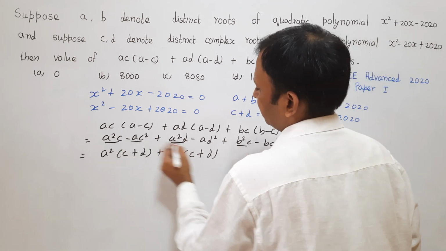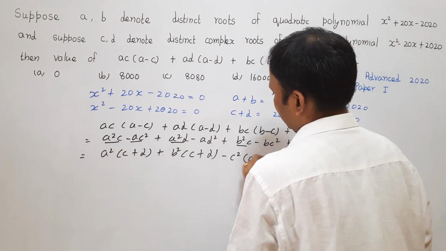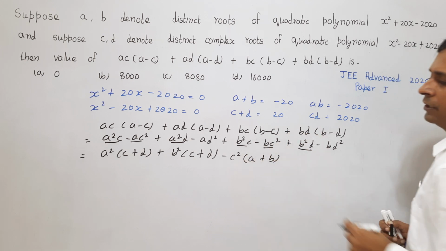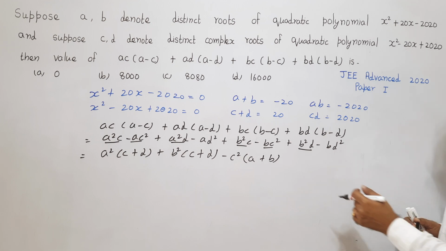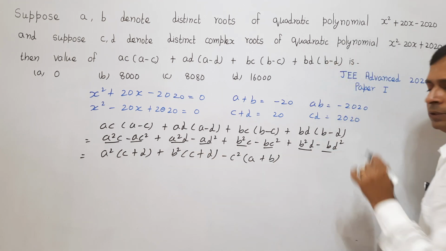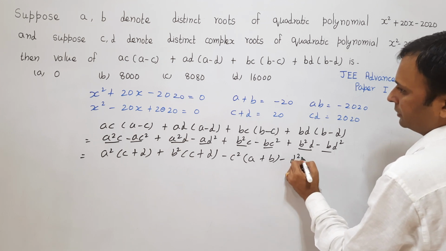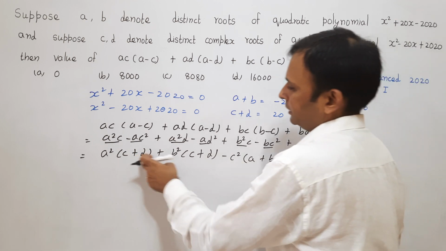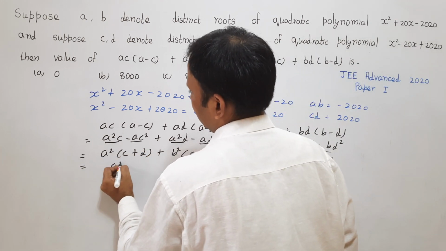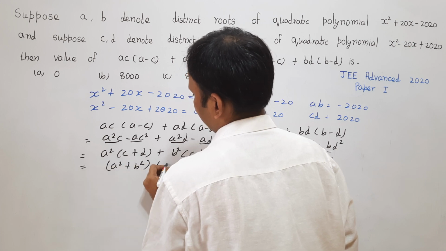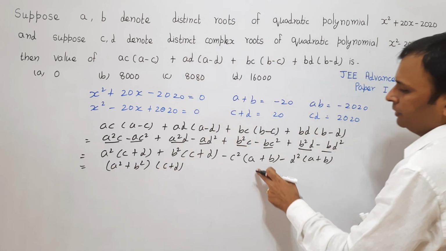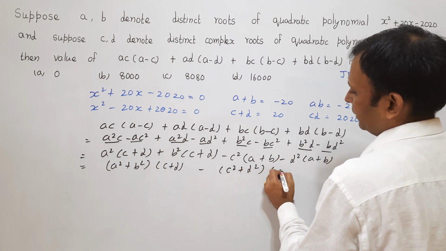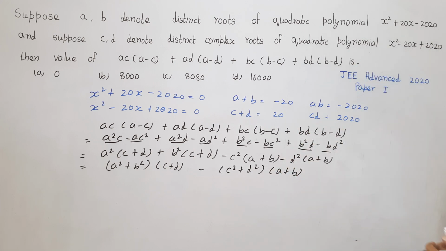Now coming to the C square term, this is minus of C square multiplied by A, and another term containing C square is this minus BC square. So this can be written as minus C square multiplied by A plus B. These two terms contain D square, so I will write minus of D square multiplied by A plus B. Now if you look here, I can take C plus D common from here, so this becomes A square plus B square multiplied by C plus D, and from here I can take A plus B common, so this gives me C square plus D square multiplied by A plus B.